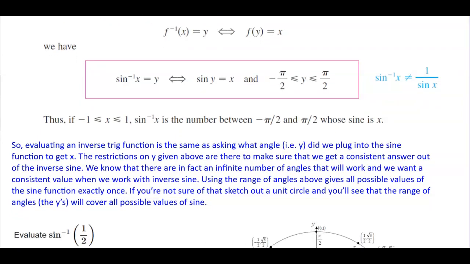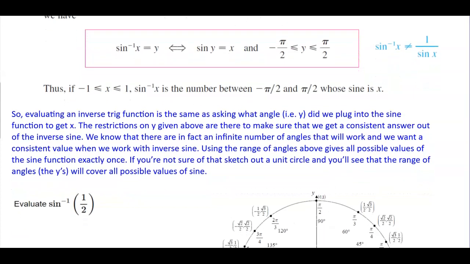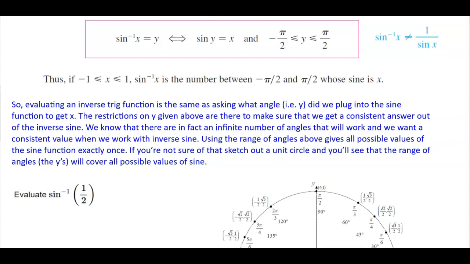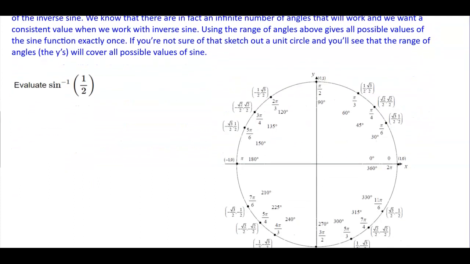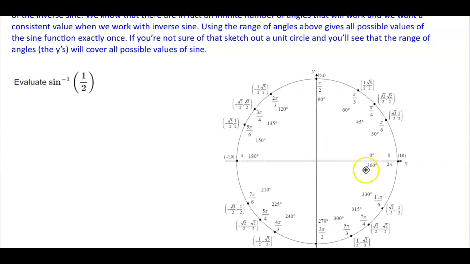Using the range of angles above gives all possible values of the sine function exactly once. If you're not sure of that, sketch out a unit circle and you'll see that the range of angles, the y's, will cover all possible values of sine, which you can see here in this unit circle.